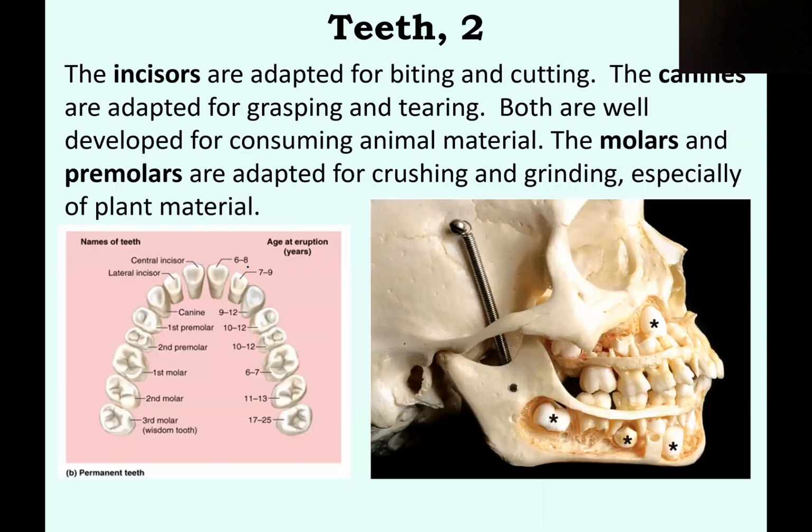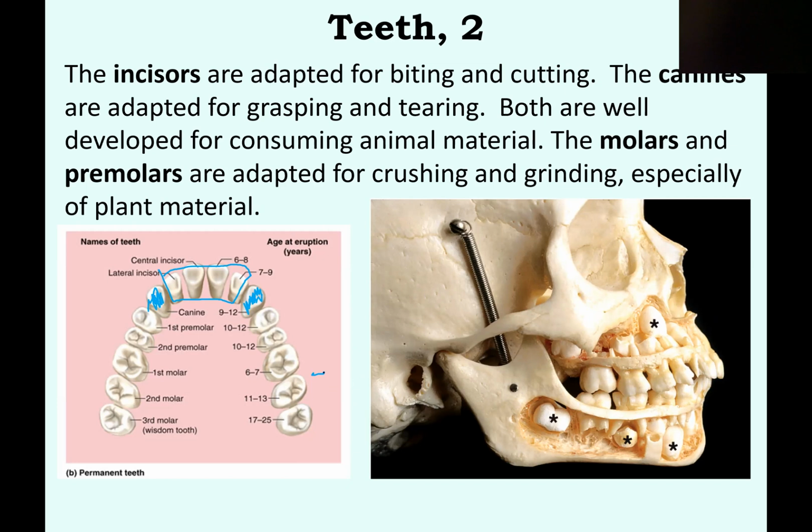Incisors. Incisors are adapted for cutting and biting. Canines are adapted for grasping and tearing. Those are going to be angular and well developed in order to consume animal material.